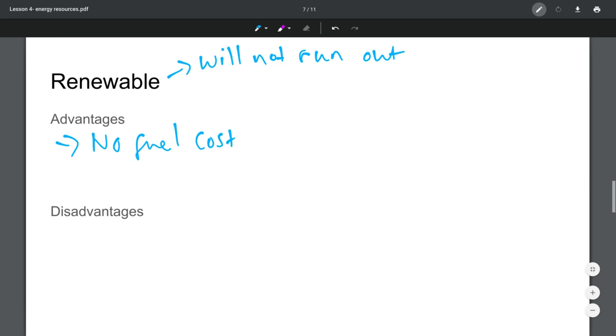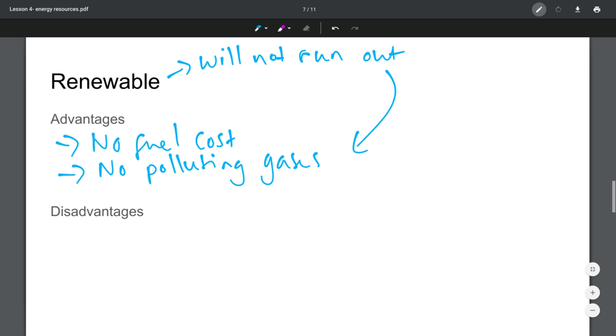So we've got a constant supply of these. They've got no fuel costs, so you're not burning anything. And that also means that we're not going to get any polluting gases. We're not going to get any sulfur dioxide for acid rain, and we're not going to get any carbon dioxide for global warming. So it's really good for that. They won't run out as well, so we could put that as an advantage as well if we wanted to.